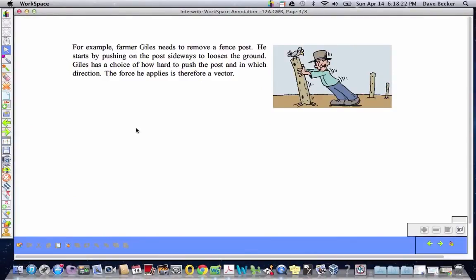Oh, I love this one. Farmer Giles needs to remove a fence post. So if he's pushing on the fence post, he's using both force and direction. He has a choice of how much force and in which direction to push the fence post or pull it or whatever to remove it. We can describe that mathematically, or model it mathematically, using a vector.